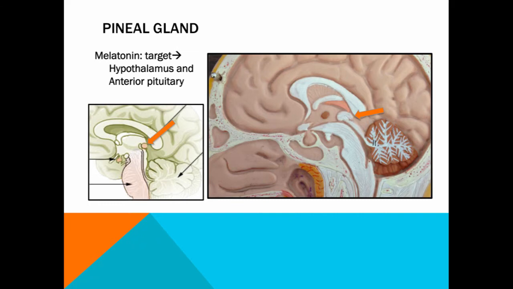So the hormone that is important and associated with the pineal gland is melatonin. Target tissue would be the hypothalamus and anterior pituitary, or just know that its target tissue is mainly the brain.